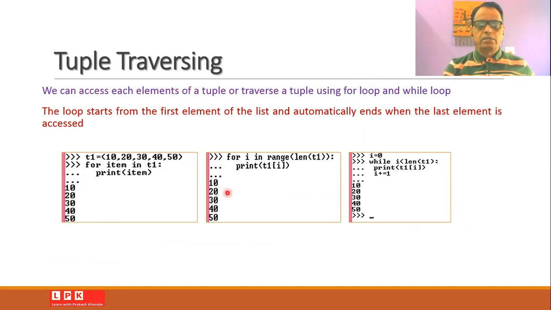If I write the same loop as for I in range(len(T1)): print(T1[I]), then also you will find that the elements of the tuple will be displayed on the screen. If you want to use the while loop, you can write it like this: I = 0; while I < len(T1): print(T1[I]); I += 1. In that case, all the elements of the tuple will be displayed on the screen.